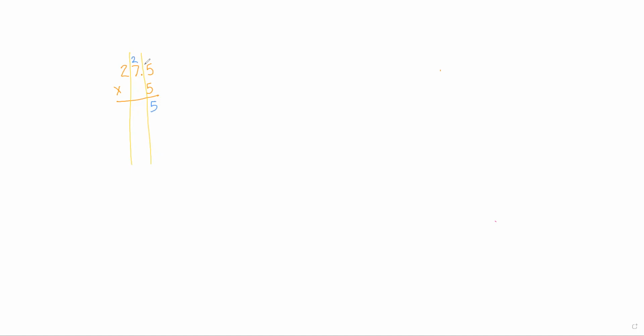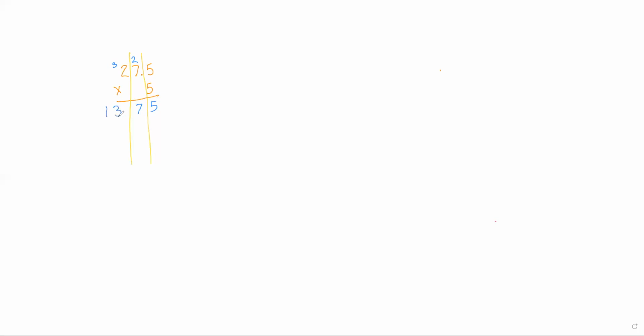5 times 7 is good. It's 35. Add that 2 from up top and you get 37. We're going to drop the 7 down, carry the 3. 5 times 2. 5 times 2 is 10. Right, you need to add the 3 from up top. Instead of 10, it's going to be 13.